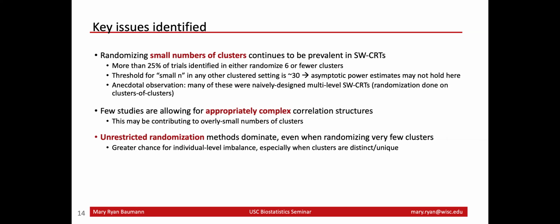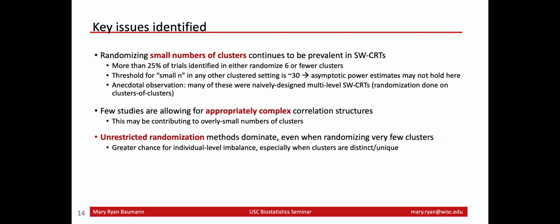We also found that really few studies were allowing for appropriately complex correlation structures, and we hypothesized that this might be contributing to studies randomizing overly small numbers of clusters, because if you aren't allowing for an appropriately complex correlation structure, your power estimates aren't necessarily going to be correct, and you're more likely to be underpowering your trial than overpowering it.